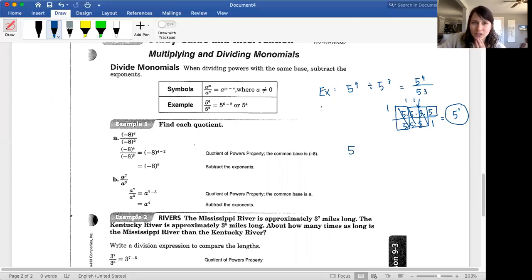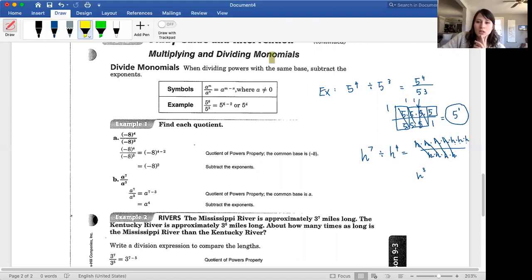Okay, let's do another one. Let's use a variable. Let's say I have h to the 7th power divided by h to the 4th power. So I'm going to write this as a fraction: 7 h's, h times h times h times h times h times h times h, over 4 h's, h, h, h, h. What I realize is each h, top and bottom, can cancel. And what am I left with? 1, 2, 3. So I'm really left with h to the third power.